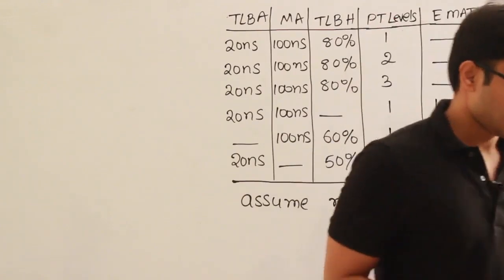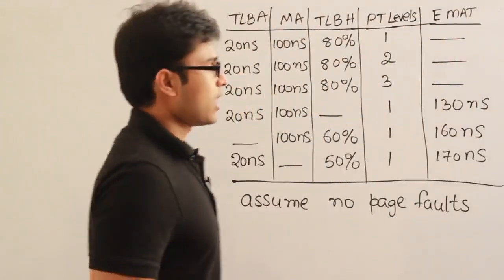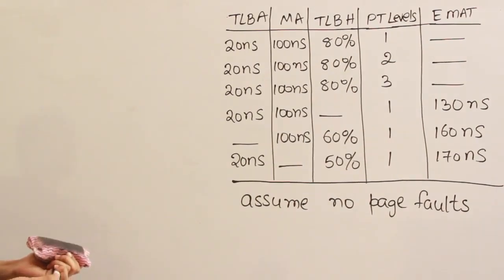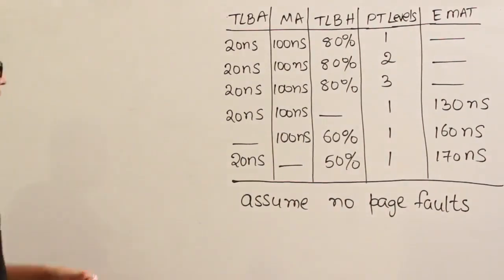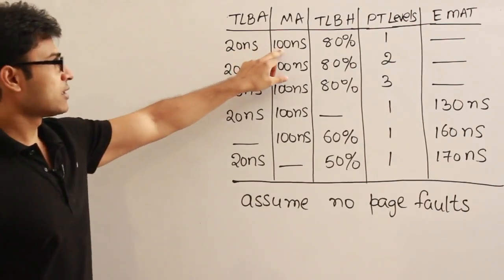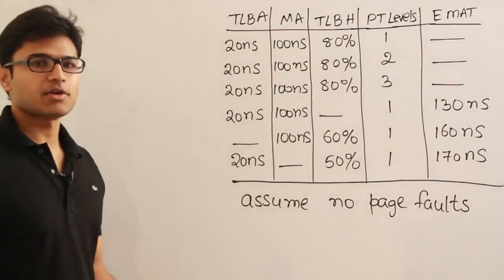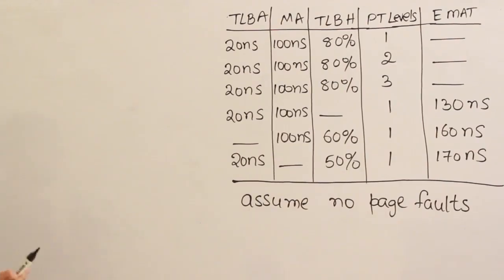Let's solve this. It is very straightforward. I am not going to do the math part of the numericals for you. You do it. I'll just explain how to solve it. So the first question says that TLB access time is so and so, memory access time is so and so, TLB hit rate is so and so, and the number of page levels is 1. Then what is the effective memory access time? So watch. How can you solve it?